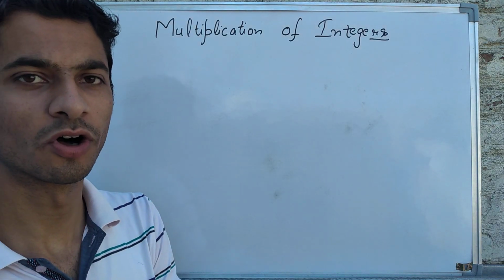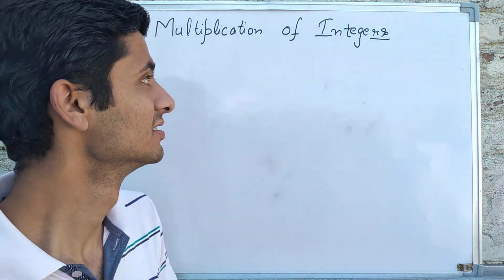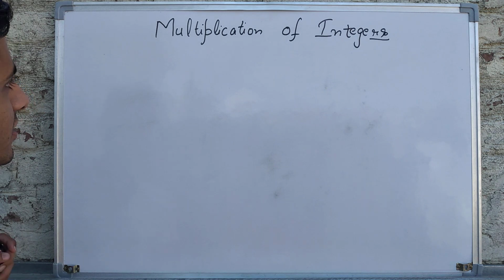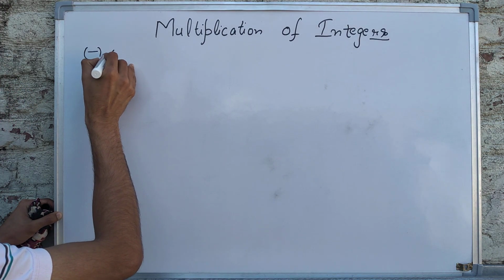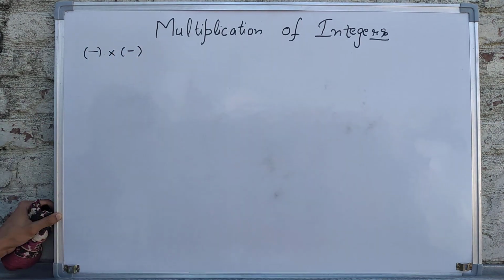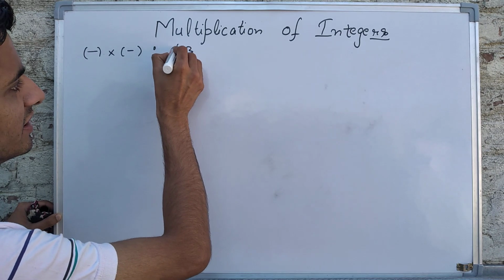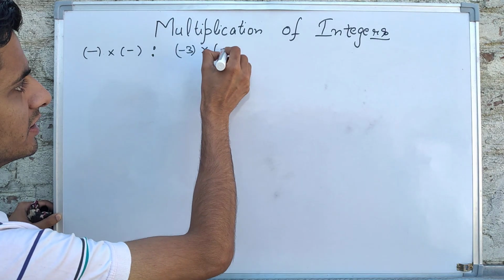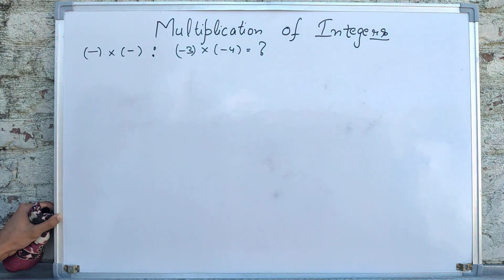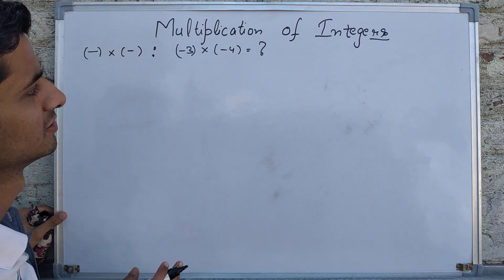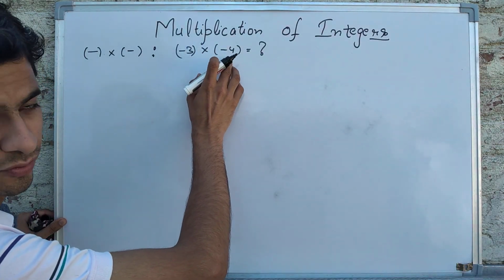Now let us move forward and learn about multiplication of two negative integers. So far we have learned one positive and one negative integer. Now let us try to multiply two negative integers. Suppose you want to find negative 3 into negative 4 is equal to what? To find it, it is negative 3 times negative 4.